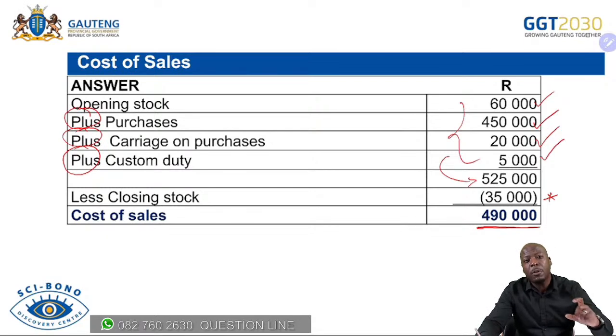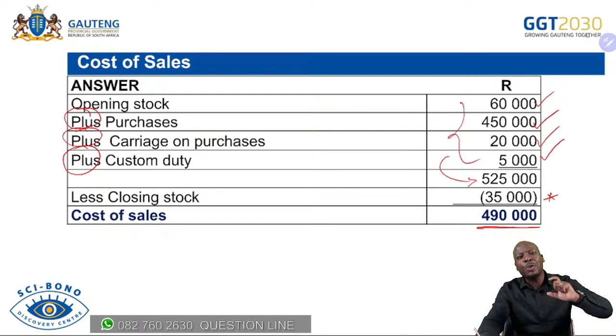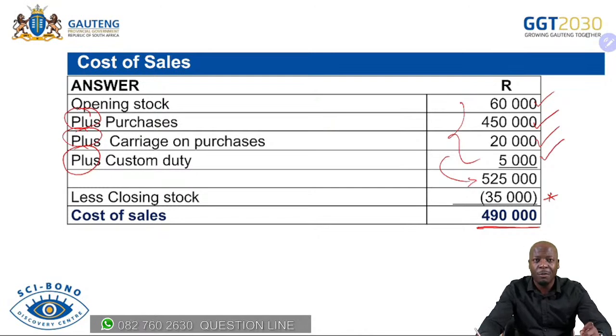Now, it is important, boys and girls, that you understand this format. You understand what comes first, your opening stock. You bring in your purchases, your carriage, your customs duty, and then lastly, you subtract the closing stock. Once you have done that, it automatically then gives you cost of sales using the periodic inventory system.